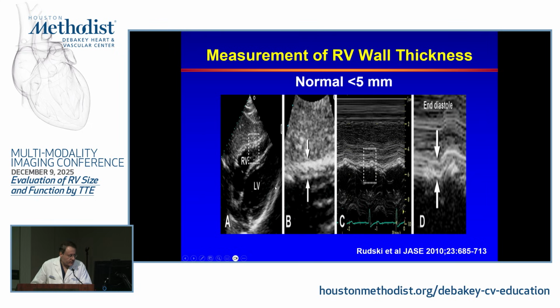You can measure it from 2D, you can measure it from M mode. Where you measure it is just distal to the tips of the tricuspid valve. You do not include the fat pad if you see fat, and it's just the wall, and it is at end diastole. It's an end diastolic, not an end systolic measurement, similar to the left side. And the upper limit of normal is 5 millimeters.